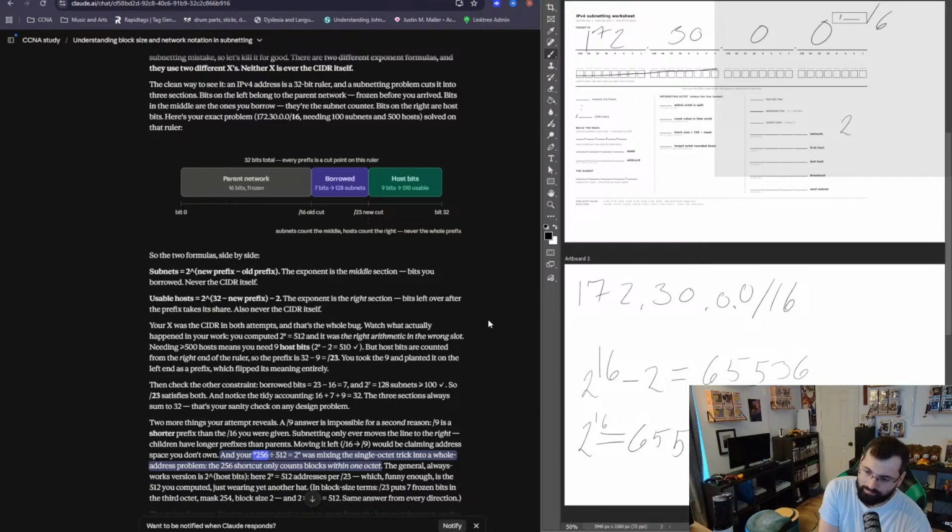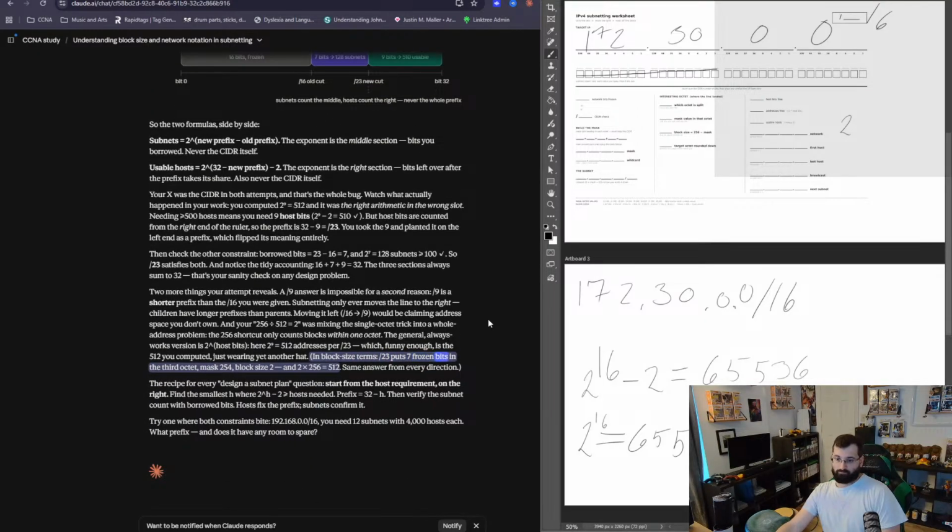And your 256 divided by 512 equal to 2 was mixing the single octet trick into a whole address problem. The 256 shortcut only counts blocks within 1 octet. The general, always-works version is 2 to the power of host bits. Here 2 to the power of 9 equal to 512 addresses per /23, which, funny enough, is the 512 you computed. In block size terms, /23 puts 7 frozen bits in the third octet, mask 254, block size 2, and 2 times 256 equal to 512.